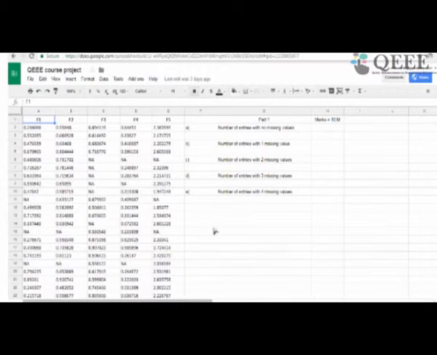The first question for the project is you need to identify the number of rows with no missing values and the number of rows with 1 missing value, with 2 missing values, with 3 missing values and 4 missing values. Each of these questions will carry 2 marks and it sums up to 10 marks.